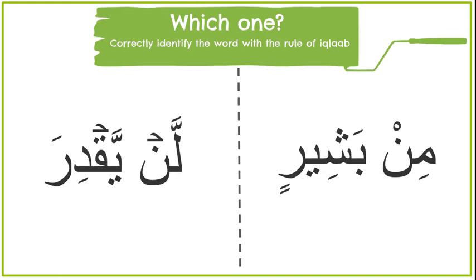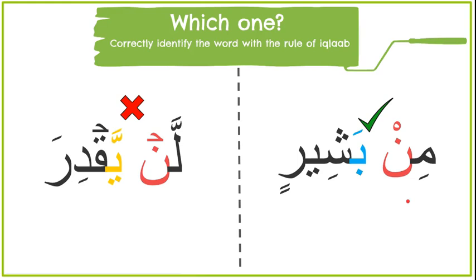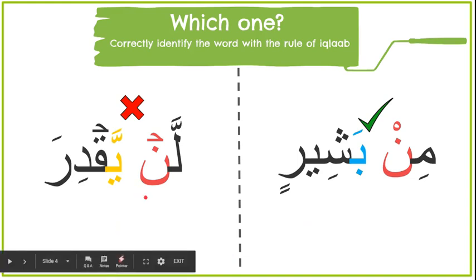Let's see which example has Iqlab. Excellent, mashallah, you're right. It's the example on the right hand side. How did you know? What did you look out for? Let's go through it. The first thing to look out for, remember, was to see if there was a Noon Sakin or Tanween. Now both examples have a Noon Sakin, so at this point it could be any of them.